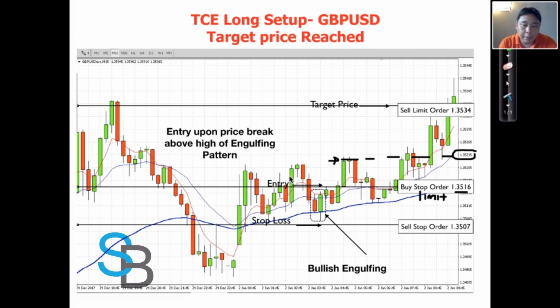Now, in this case, what happened was that if you were late and you placed your buy limit order here, the bus did come back down to fill your order, right? And then it went higher. So in this case, you would have gotten filled as well.